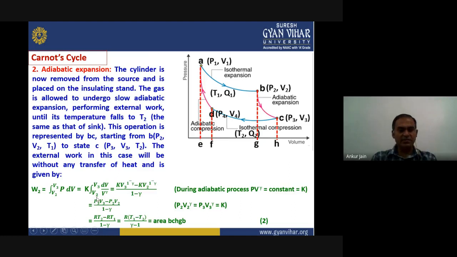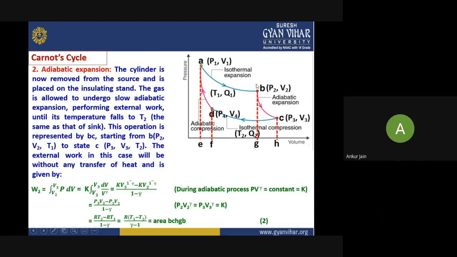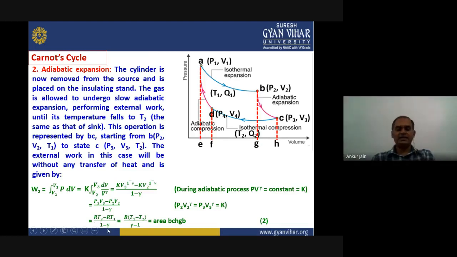Here this can again be replaced by the ideal gas equation. It will become PV equals RT. Because at point 3, P3V3 is the coordinate of point C, and at point C the temperature is T2. So for that we can replace it as RT2 minus, if we write for P2V2, the temperature is T1, so we can write minus RT1, upon 1 minus gamma as it is. That will be equal to R into T1 minus T2 upon gamma minus 1. And that will be equal to the area BCHGB on the PV curve.